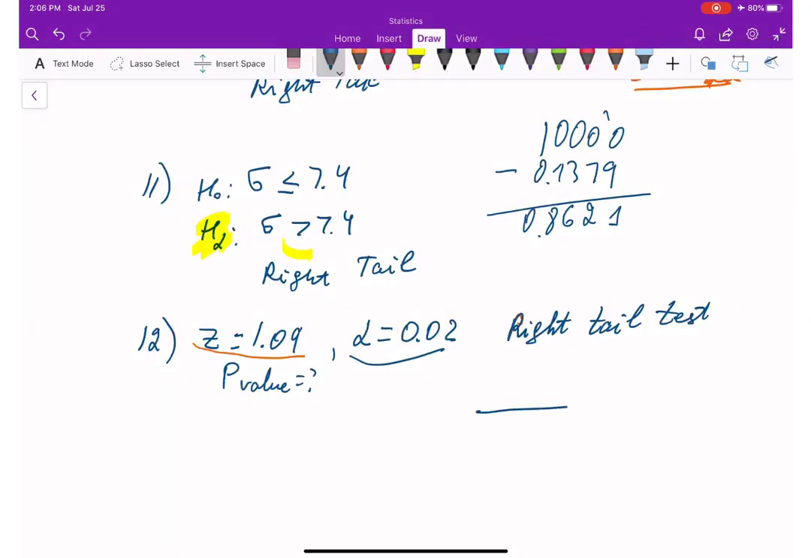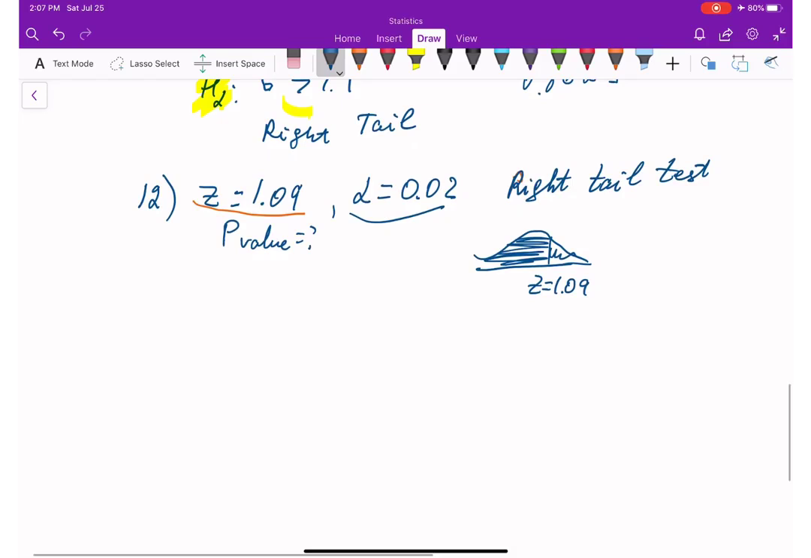Since we have a right tail test, we need to find the z-score that is equal to 1.09. We need to find from the table of z-scores the left area, right? Because our z-score table shows the left area. So if you find it, it's gonna be, hold on, let me clean this.